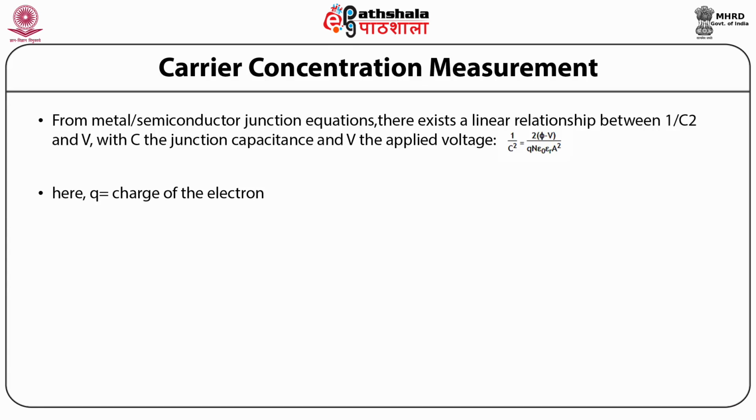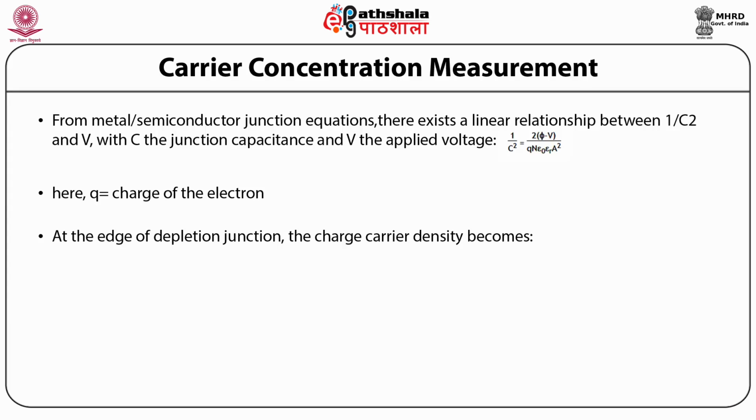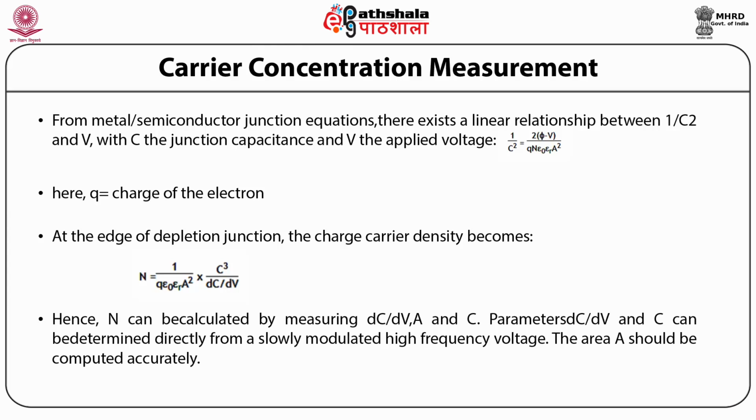Here q is the charge of the electron. At the edge of the depletion junction, the charge carrier density becomes N = 1/(q ε₀ εr A²) multiplied by C³ divided by dC/dV. Hence, N can be calculated by measuring dC/dV, A and C.